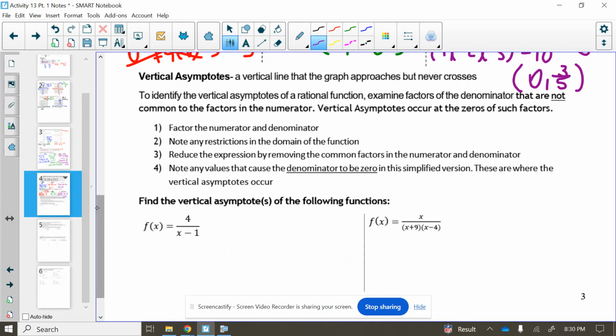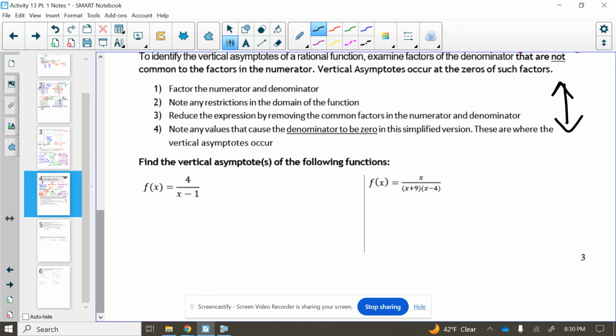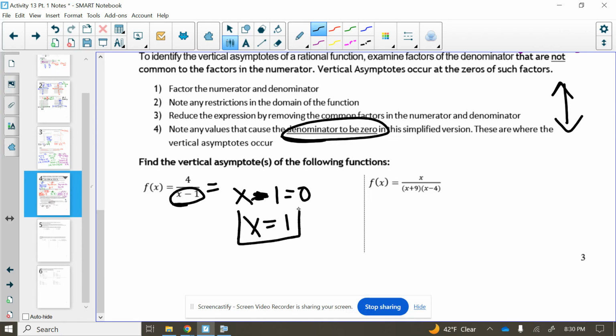Our vertical asymptotes are going to be vertical lines that our graph approaches but does not cross over. Again, those are vertical lines on our graph. So to find our vertical asymptotes, we are going to want to factor both the numerator and the denominator, and then anything that does not cancel out in the denominator, you're going to set equal to 0 to find the vertical asymptote. So for instance, on the first one, we have nothing to factor to simplify. We have x minus 1 in the denominator that we could set equal to 0. So x equals 1 would be our vertical asymptote.